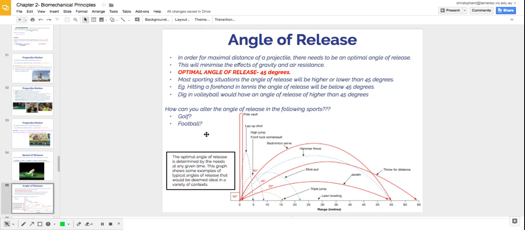When we look at how you can alter the angle of release in the following sports, if we think about golf, you can do that through the different type of golf club that you use. The different types of wedges or irons will have a different angle, meaning that will impact on that angle of release of where the ball strikes, and that will impact on the amount of spin that is created on the ball and therefore the distance. In football, that could be how low you release the ball towards your foot. If you have a higher release towards your foot, that means it's going to impact on that angle, and impact on that ability to be more precise.